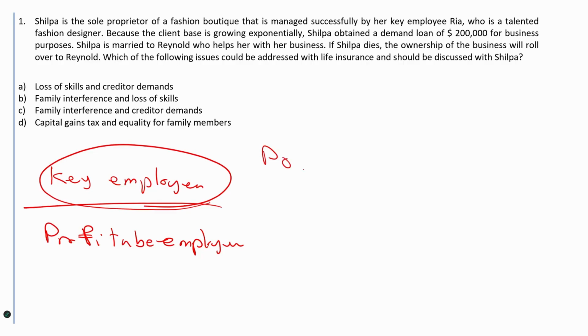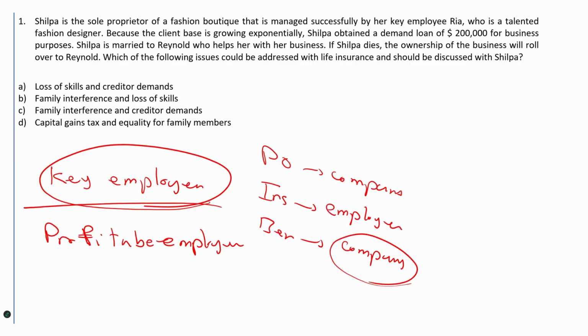There could be a policy owner that is a company, and then the insured is going to be the employee, the key employee, and then the beneficiary is again the company. And the company is going to use that money to cover the losses until they can find a new employee that is going to give basically the same quality and revenue, right? So this is what we call a key employee insurance. I had to explain this.